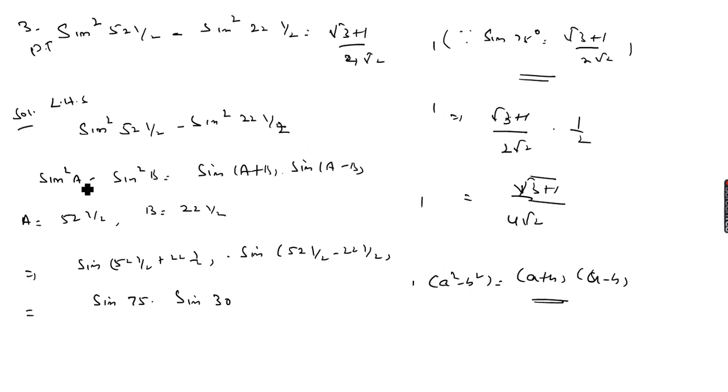So we compare that A is equal to 52 and a half and B is equal to 22 and a half. We substitute and we get sin 75 into sin 30. The value of sin 75 is equal to root 3 plus 1 by 2 root 2 and sin 30 is equal to 1 by 2. After simplification we get root 3 plus 1 by 4 root 2. Okay.